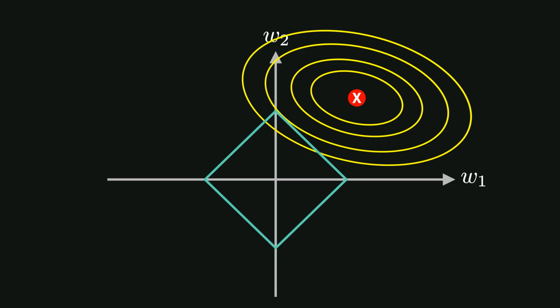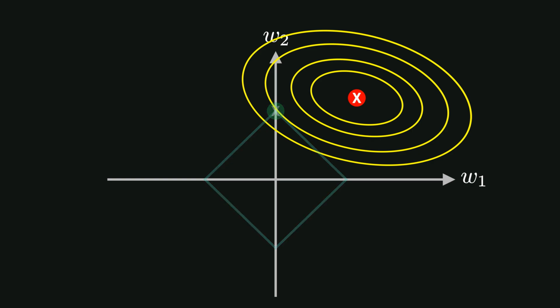During optimization, the algorithm finds the point where the loss contour just touches the diamond. Because the diamond has corners, the probability of one of the ellipses touching the corners is very high, which makes some weights exactly 0. This is why L1 regularization produces sparse weights.